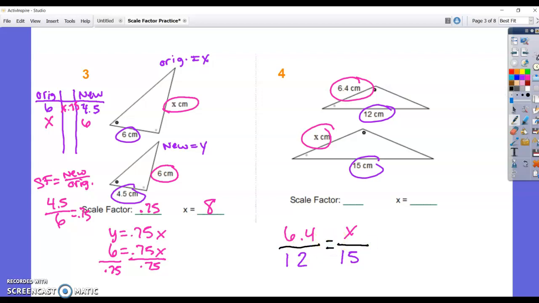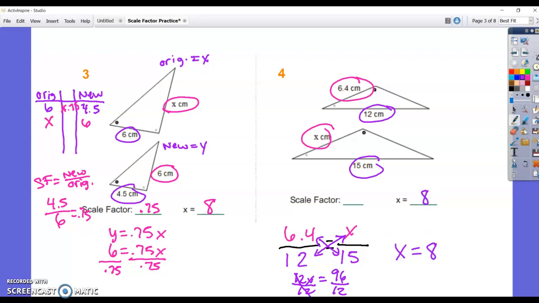Okay, and so we're going to cross multiply. 12 times x is 12x equals 15 times 6.4. 15 times 6.4 equals 96. And I can divide both sides by 12 so that the number in front of x is 1. And 96 divided by 12 is 8.